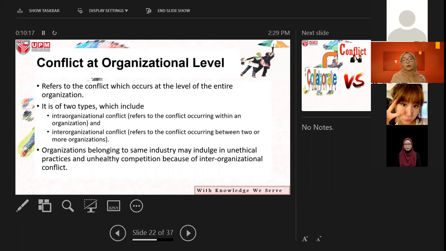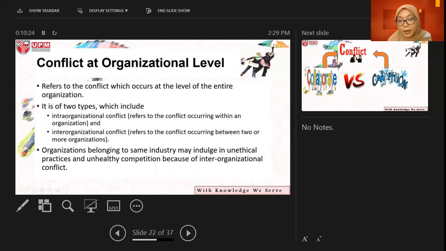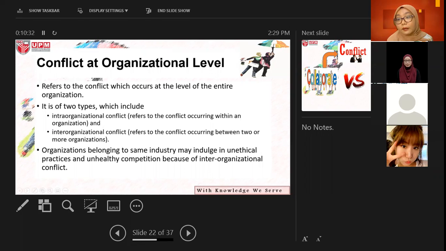That is an example. The organizations belonging to the same industry may indulge in unethical practices and unhealthy competition because of inter-organizational conflict. This is related to politics and power.